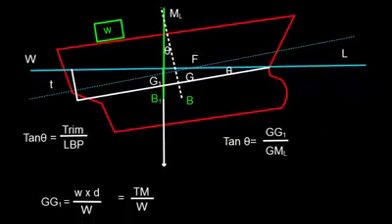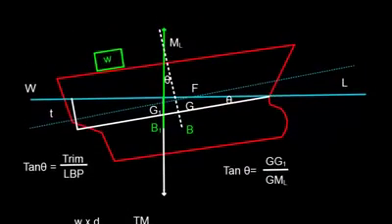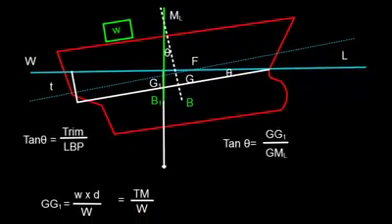Now let's work on this. That GG1 is W into D by capital W, and W into D is the trimming moment. Well, the trimming moment is defined as the weight W and the distance shifted. So this W was shifted from forward to aft like this with the distance D. So we have this trimming moment: trimming moment W into D divided by capital W.